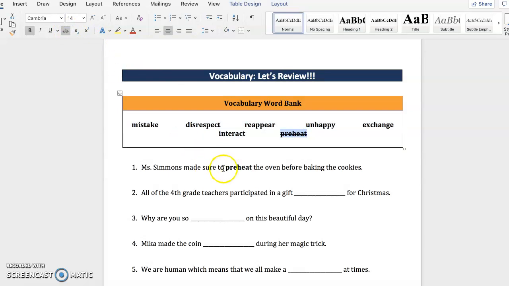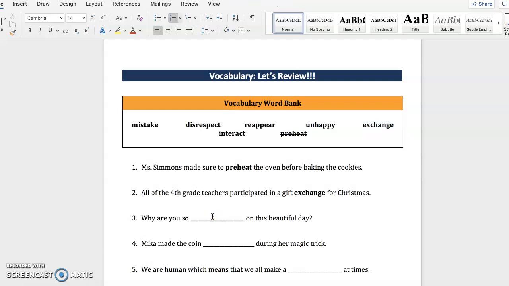Okay. Number 2. All of the 4th grade teachers participated in a gift blank for Christmas. So, if we're participating in a gift, that means that we're giving gifts to each other and receiving gifts, and that is a gift exchange. Okay, and then you can go ahead, mark it up, block it out.